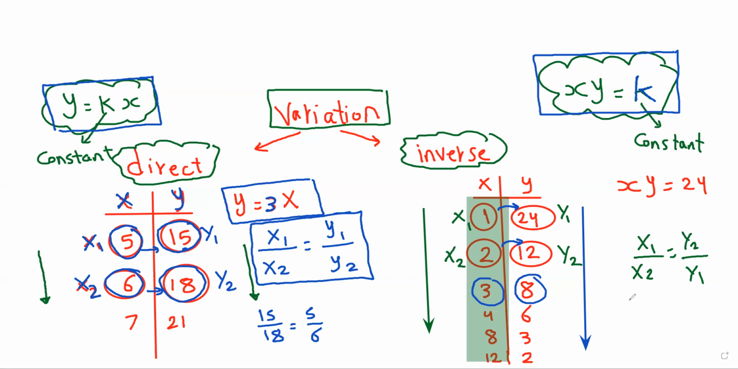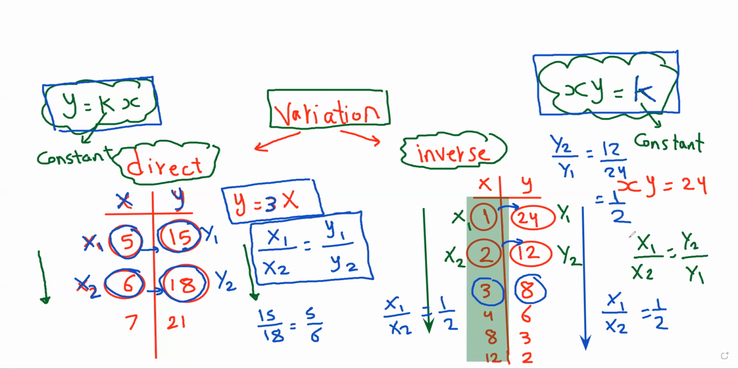We observe that x1 over x2 is 1 over 2, and y1 over y2 is 24 over 12. If you divide y2 over y1, it's 12 over 24, which equals half.